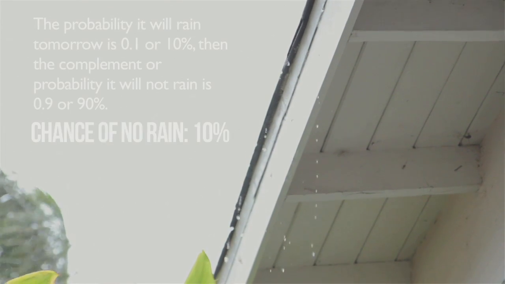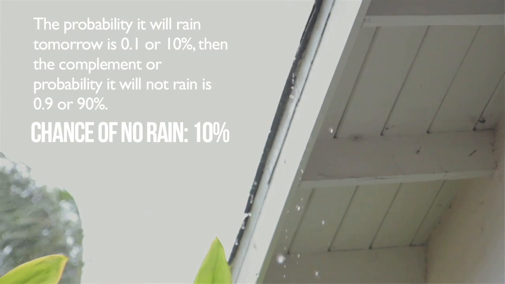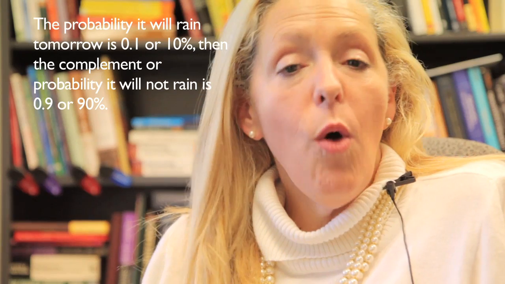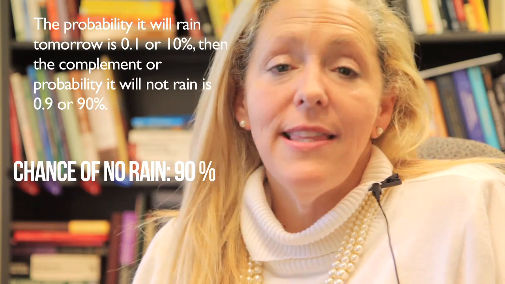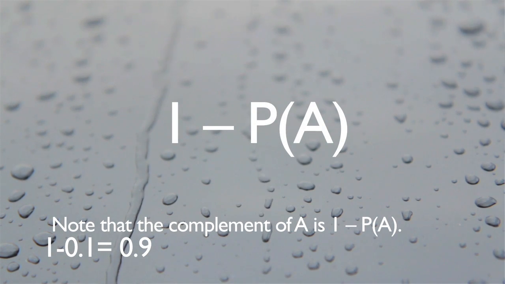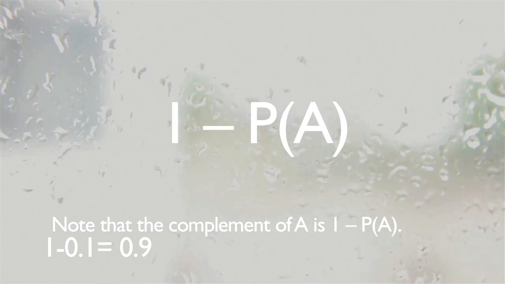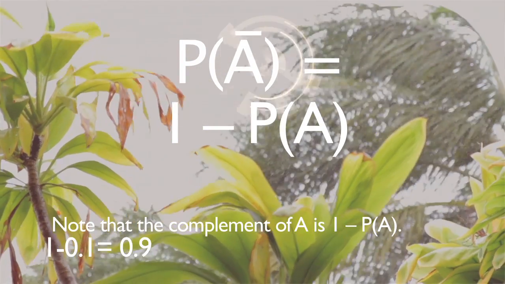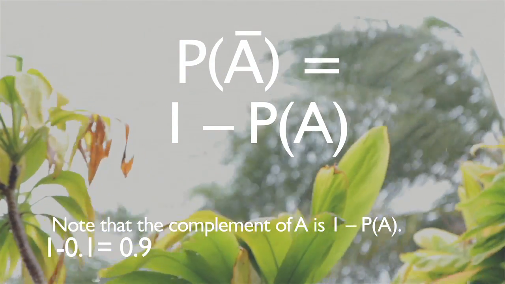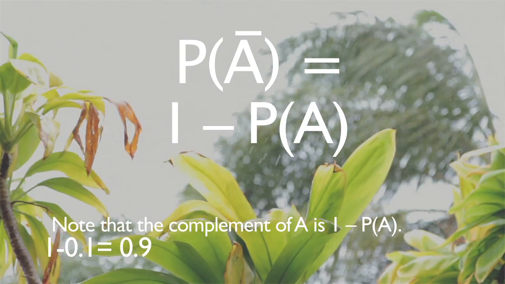So for example, let's say we want to find the probability that it'll rain tomorrow, and we know it's 10%. Then the probability that it won't rain tomorrow is 90%. We know that intuitively, but actually we get this from the rule. The probability that it'll rain tomorrow is 1 minus the probability that it won't rain tomorrow. We often use the symbol A with a bar over top of it to denote the complement of A. Note that the complement of A is 1 minus the probability of A.